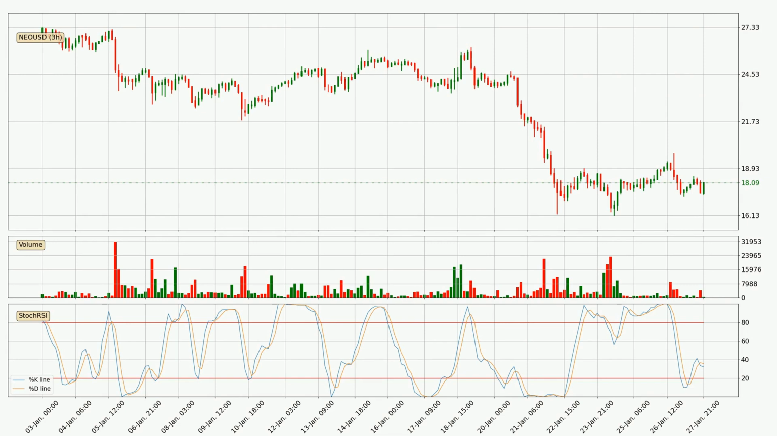Looking at the 3-hourly Stochastic RSI, there are no signs of the Stochastic RSI being oversold or overbought at this time, but the %K line is below the %D line, which means the current trend is on the downside.